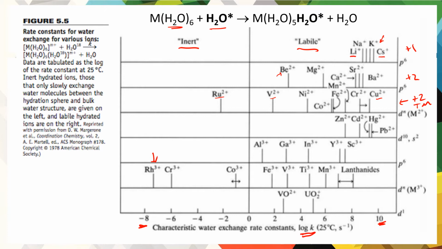We're going to come back to that. Here's some more +2 transition metals, but these are the group 10. These are the d10 metals. So these have a filled d orbital shell. You see all these are fairly labile. They're fairly fast to exchange.